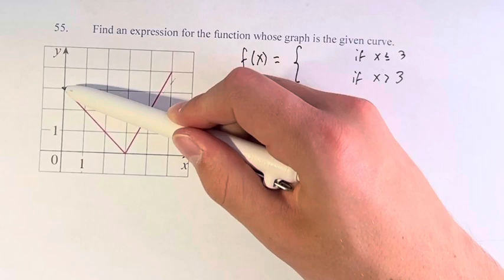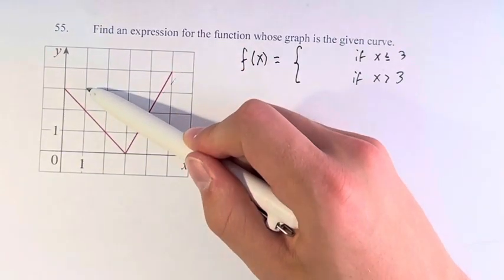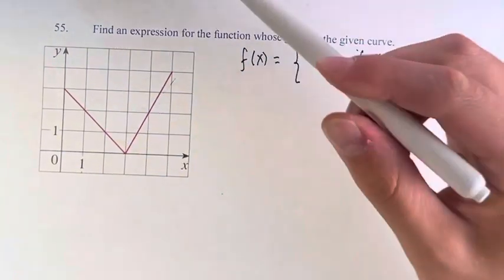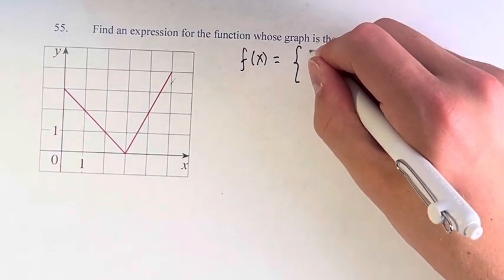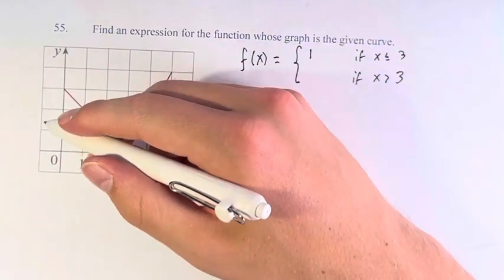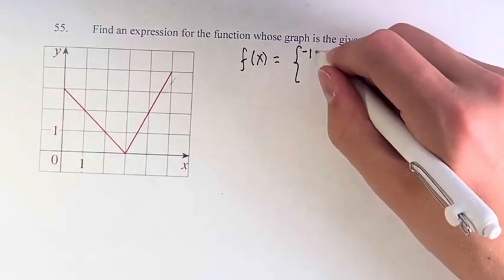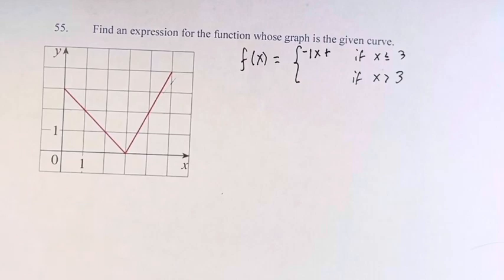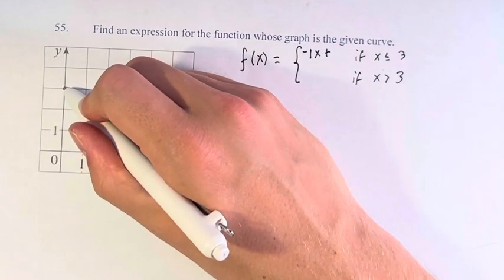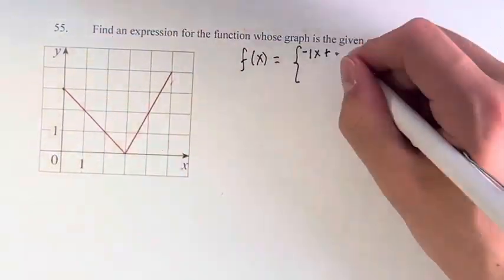You just go, okay, we're going 1 unit across and then 1 unit down. So this is 1 over 1, which is just 1. And then since we're going down, it's negative 1. So this is negative 1x plus the y-intercept. The y-intercept we can clearly see here is at 0, 3, so it's just plus 3.